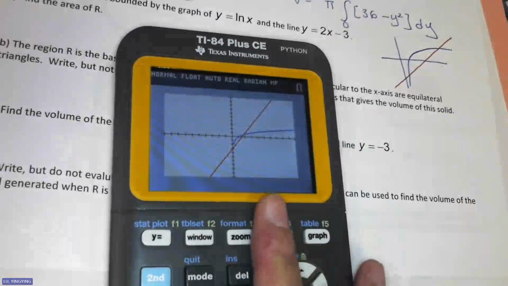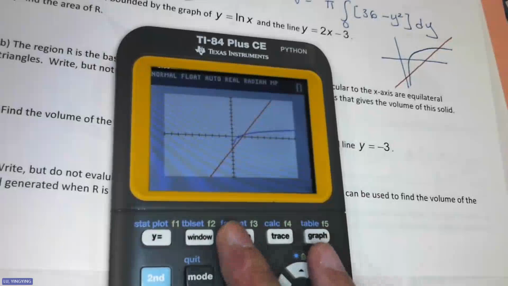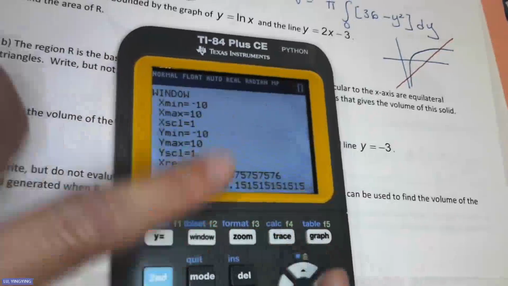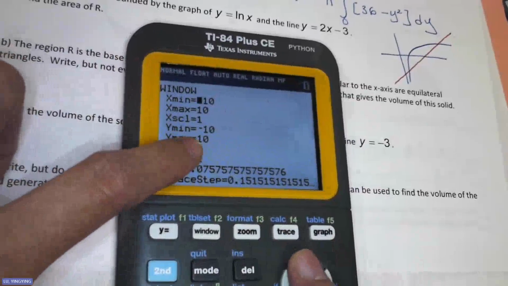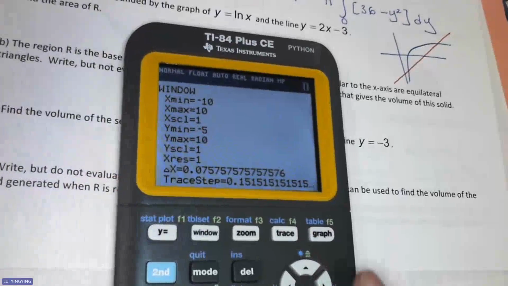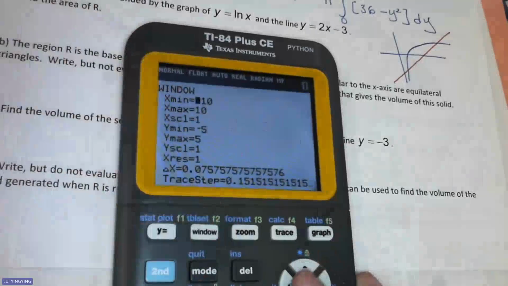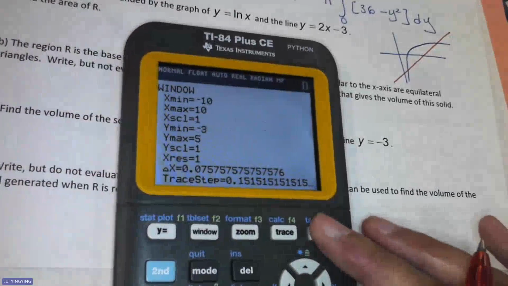So what I will suggest, because you probably can't find this guy until you zoom in, okay? You can either change your window. The y value does not need to go from -10 to 10. It can just go from -5 to 5. You probably will see the intersection, I hope. No, never mind. How about -3 to 5?